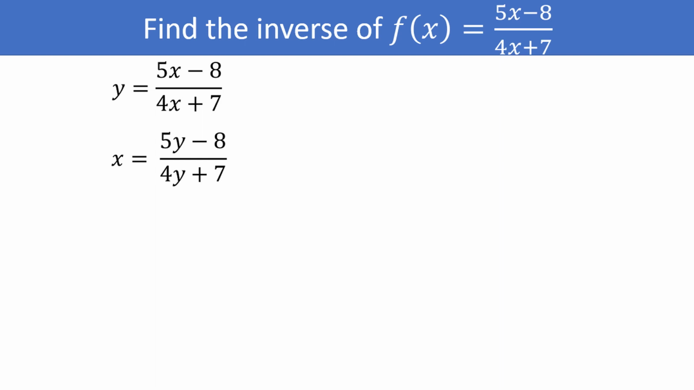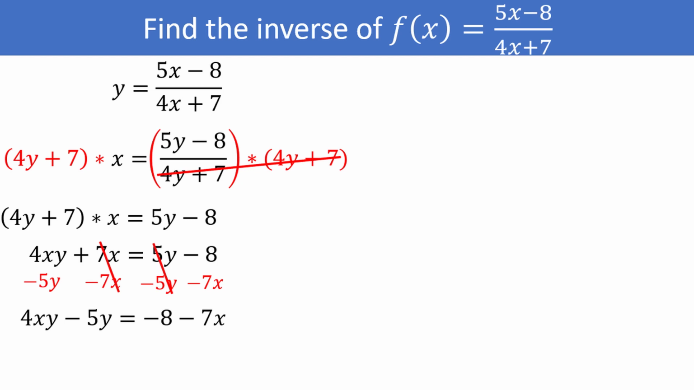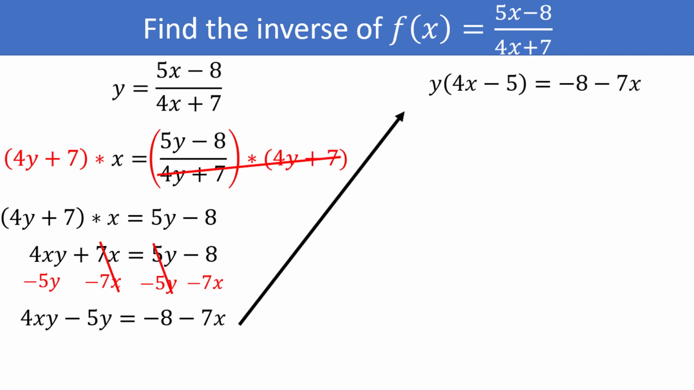Let's multiply both sides of the equation by 4y + 7. We have (4y + 7) times x is equal to 5y - 8. Distributing the x, we have 4xy + 7x = 5y - 8. Let's get the y terms onto one side of the equation and everything else to the other side. We can do this by subtracting 5y from both sides and also subtracting 7x from both sides. This leaves us with 4xy - 5y = -8 - 7x. Now we can factor out a y from the left-hand side so that we have y times (4x - 5) is equal to -8 - 7x.